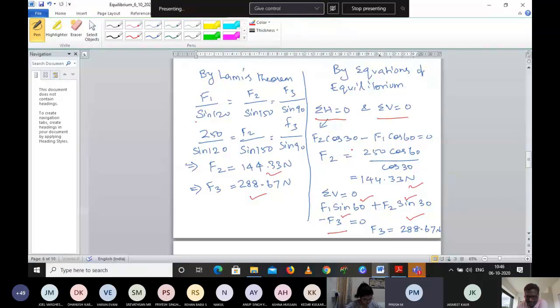Then for horizontal: F1 cos 60, is it positive or negative? Negative, sir. Next one, positive F2 cos 30, equal to 0, sir. Yeah, exactly. Please take a note: why are we putting 0? Because it is under equilibrium condition. From the second equation we can find F2, substitute in equation 1 and find F3. Otherwise, if you substitute in both equations, you will get the answer. Others, please make note of it.